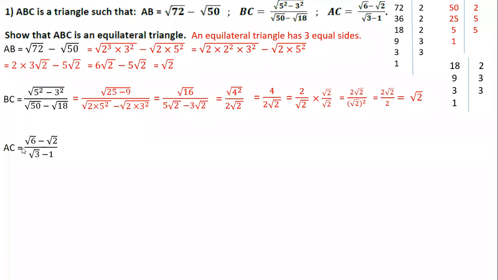If we look, this is a fraction. Look at the denominator. We have radical 3 minus 1. Bravo, we should rationalize. So to rationalize, what do we multiply by? We multiply by the conjugate, radical 3 plus 1 over radical 3 plus 1.